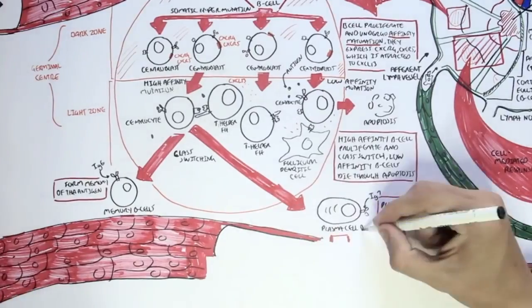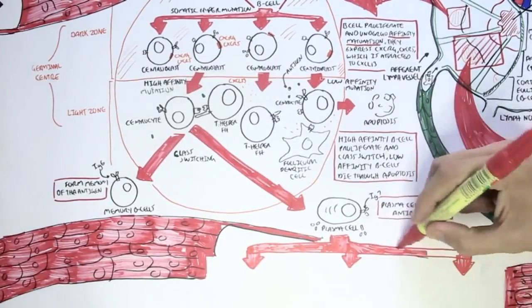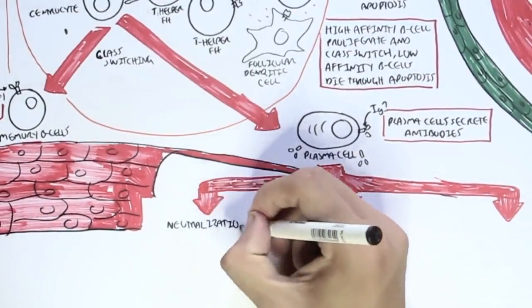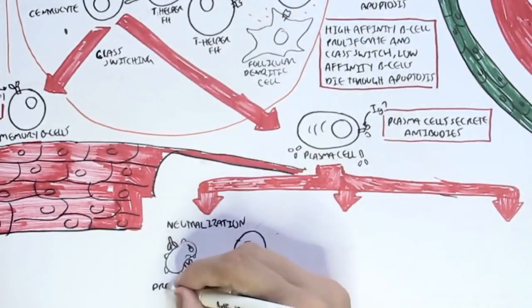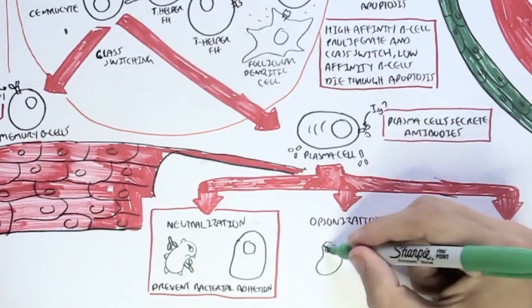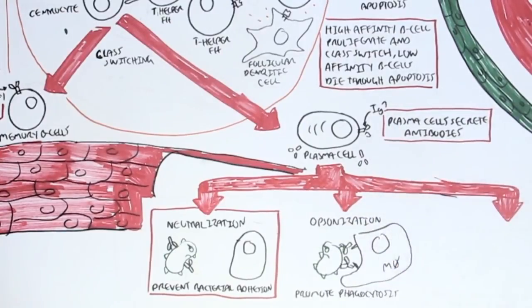So what are antibodies? What do they do? Well, they do three main things. Let's just recap. First of all, antibodies can neutralize a pathogen, basically preventing it from adhering to other types of cells. Antibodies also opsonize a pathogen, which promotes phagocytosis, basically helps phagocytes engulf these pathogens more easily.